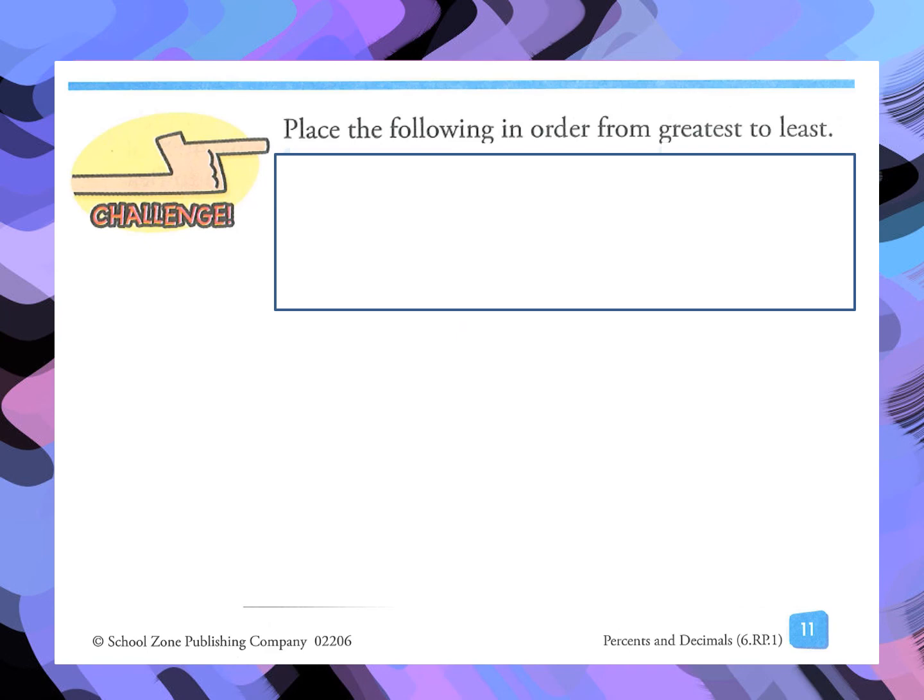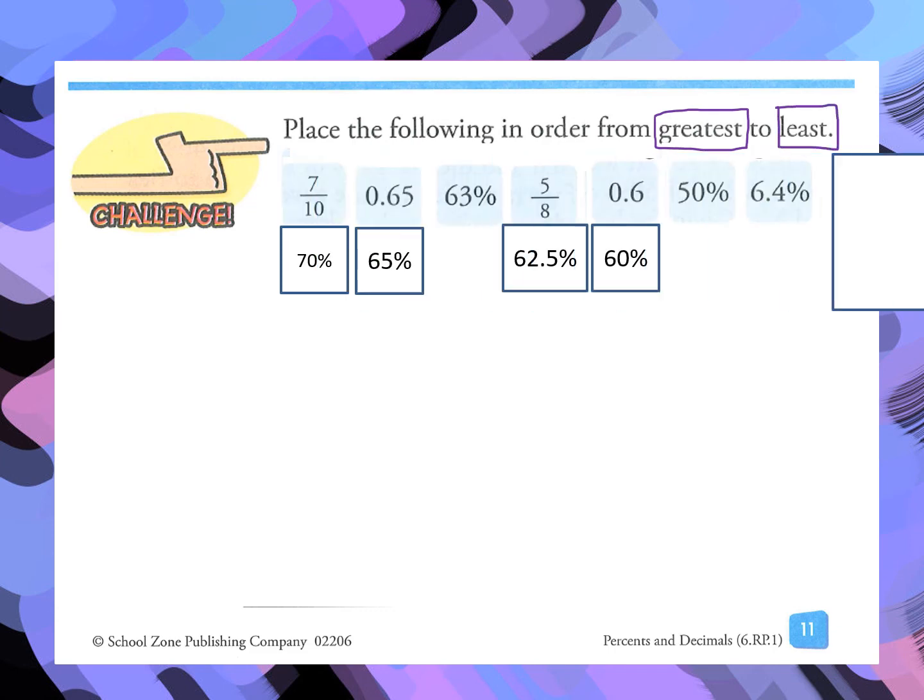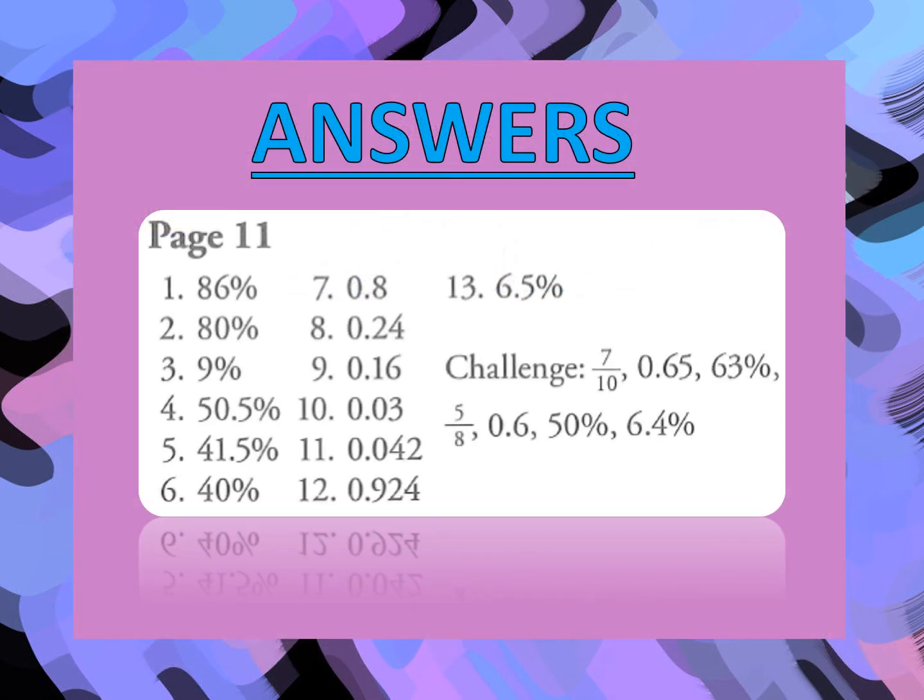So when you place the following in order from greatest to least, this is what you should get. 7/10 equals 70%. 65 hundredths or 65%. 63%. 5/8 or 62.5%. 6/10 or 60%. 50% or 6.4%. Good work, everyone. Here are the answers for this section.